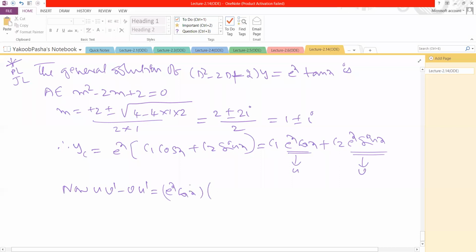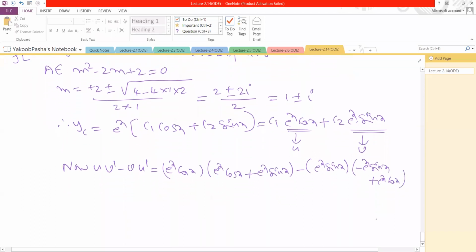u is e power x into cos x. v dash means differentiation of this with respect to x by the UV method. So e power x into cos x plus e power x into sin x, minus v into, v is equal to again e power x into sin x, and u dash, here the differentiation of this, it is minus e power x into sin x plus e power x into cos x. Just I am differentiating by using the UV method.